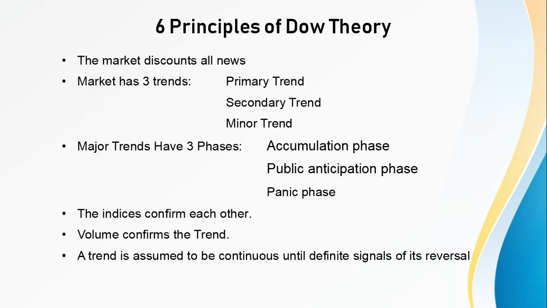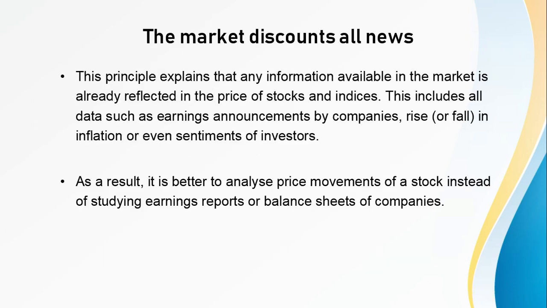Now let's look at the six major principles of the Dow theory. The first principle is that the market discounts all news. And the second principle states that the market has three trends, as we have already seen: the primary trend, secondary trend, and minor trend. The major trends have three phases: accumulation phase, public anticipation phase, and the panic phase. The indices confirm each other according to the fourth principle. And the fifth principle says that the volume confirms the trend. And the last principle of Dow theory is that a trend is assumed to be continuous until definite signals of its reversal.